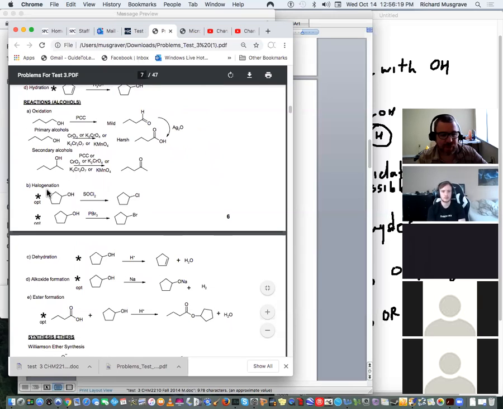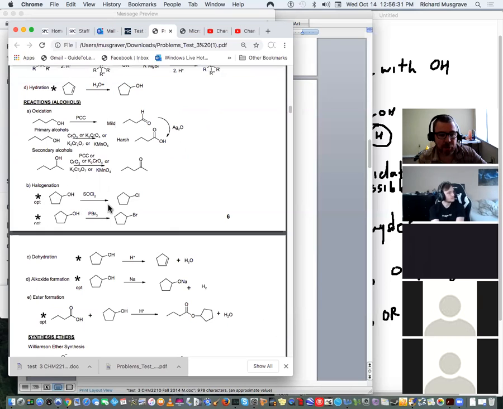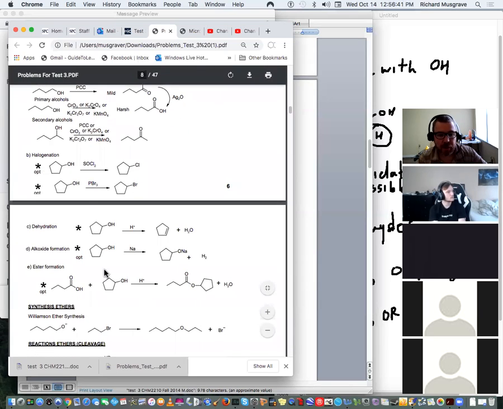But if I could have found one of these reactions in question one, then you could do the mechanism for the bonus point or not. You could just show the product and get the points that way, or do the mechanism and get a bonus point. So that's why I'm saying some of these are OPT. And the halogenation is one of those. But yes, you have access to this. This is in the problems test three.